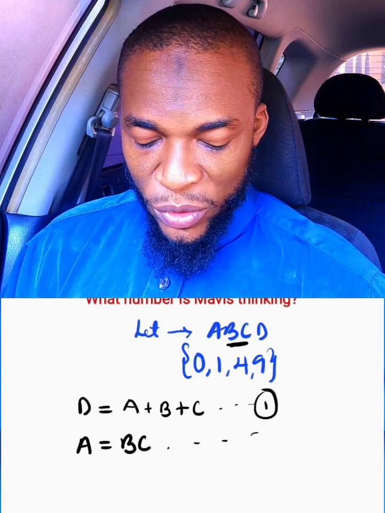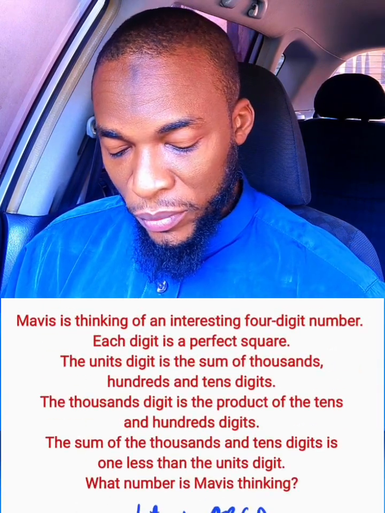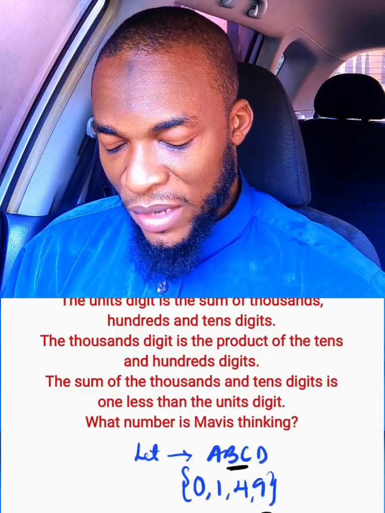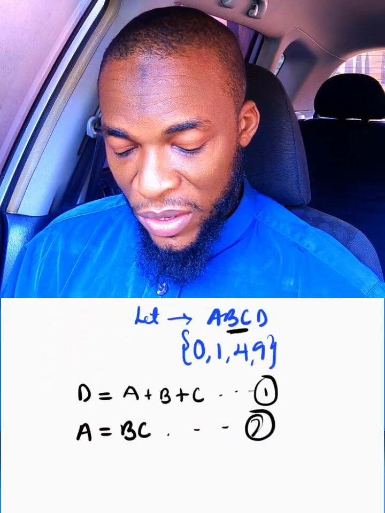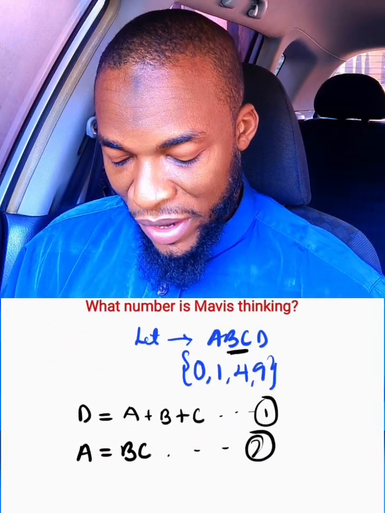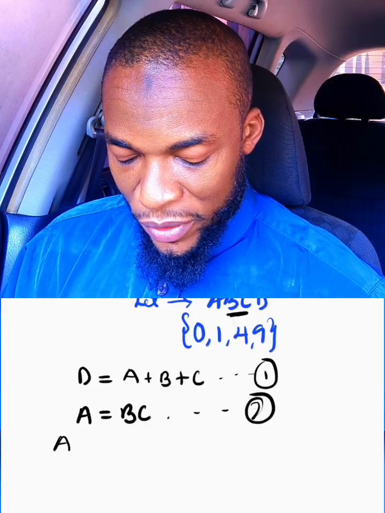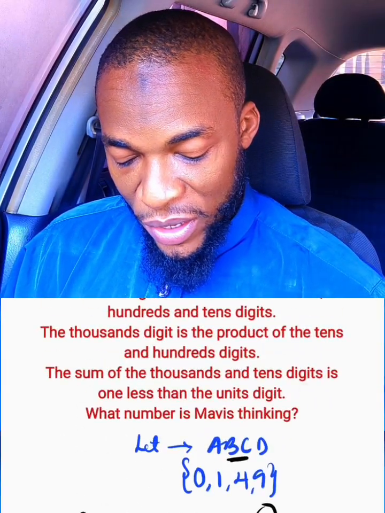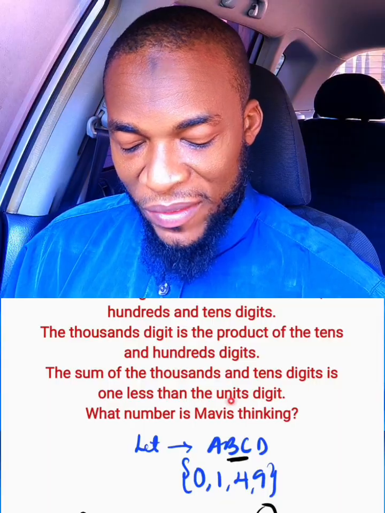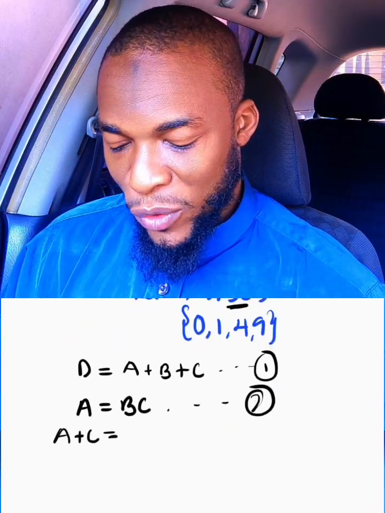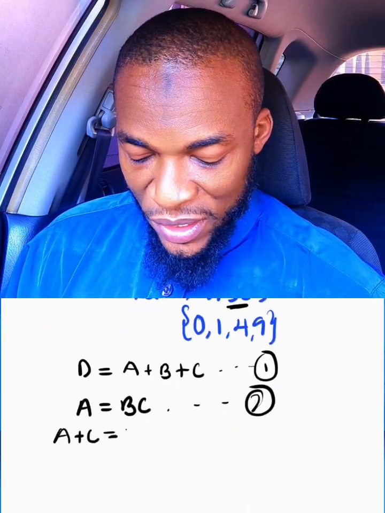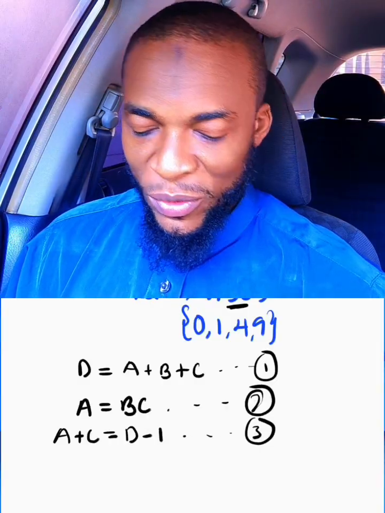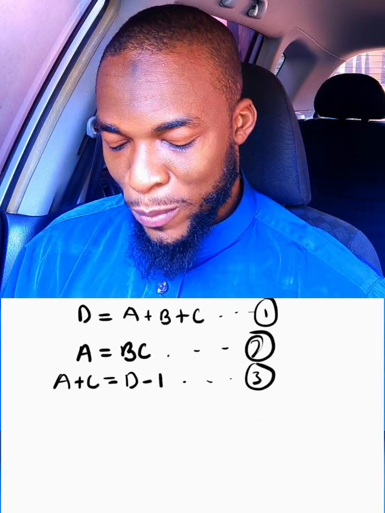And the last equation we're going to form is the sum of the thousands and the tens. Thousands and the tens. We're talking about A and C, right? A plus C is equal to what? From the question, is 1 less than the unit digit. Therefore, we're going to take the unit digit, which is D, and subtract 1. This is our third equation. So let's go through the solution.